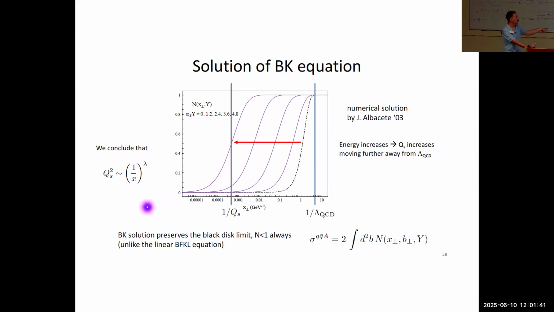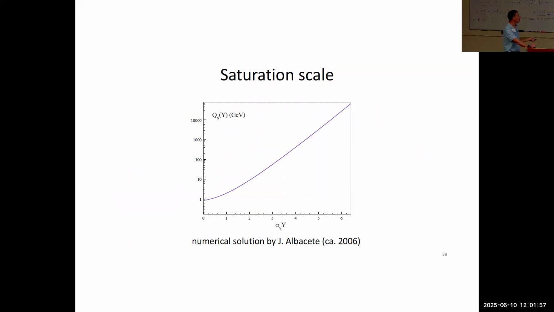And one can numerically show and analytically as well, the saturation scale grows as 1 over x to some power lambda. So as you go to higher energy or to smaller x, saturation scale grows and this dipole amplitude profile slides to the left. So this is the conclusion that saturation scale actually grows with a log of energy, say from this numerical solution.